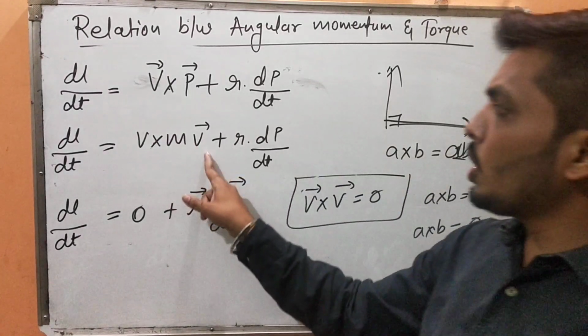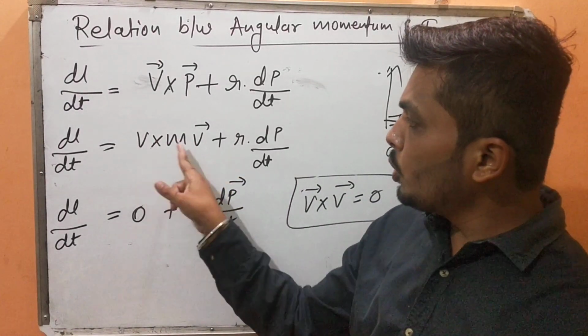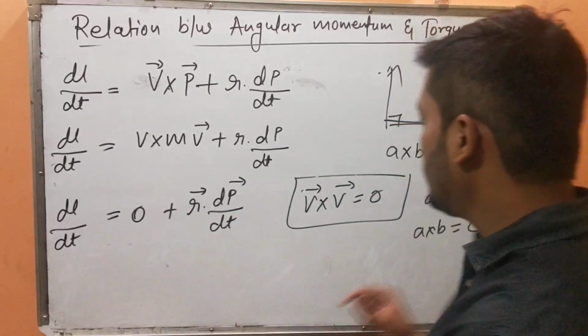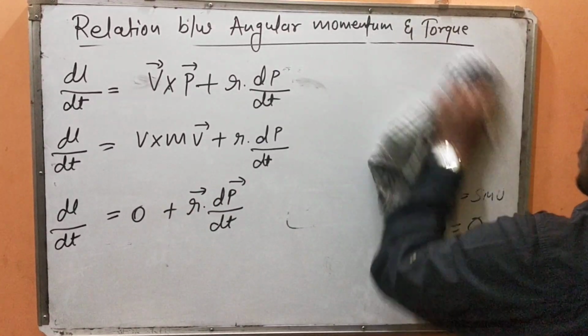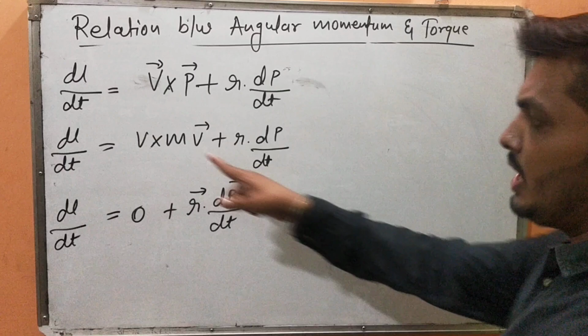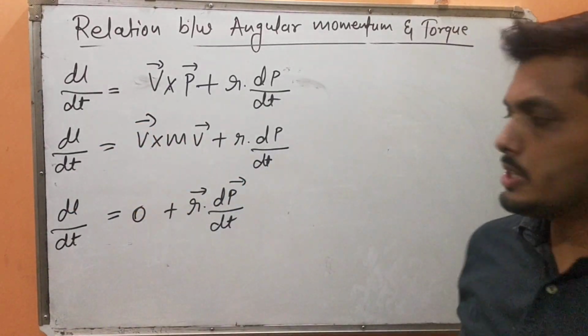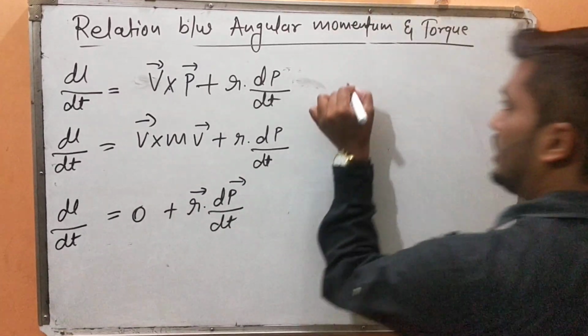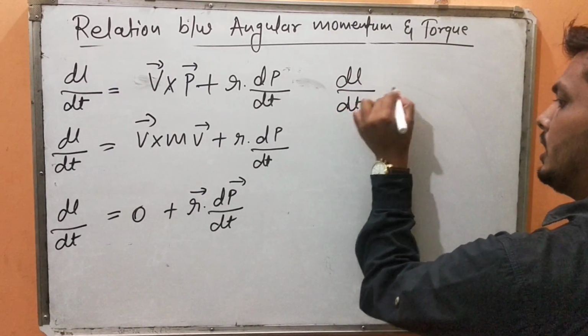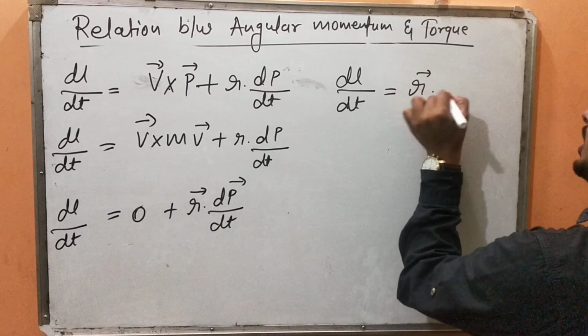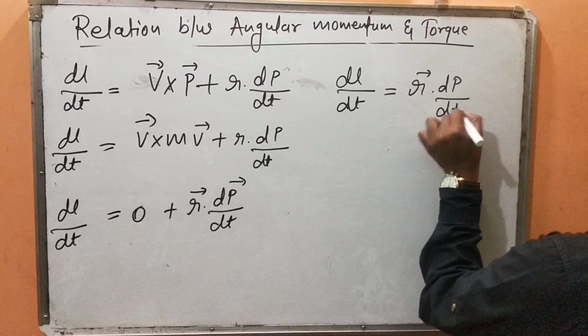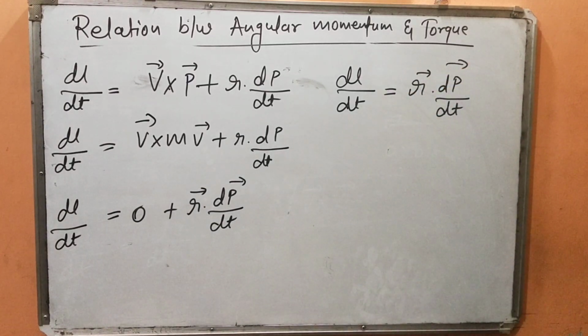So V cross V here will be 0, and 0 into m will be 0. Got it? V cross V will be 0, as V and this V are parallel to each other. So what I get here is dL by dt equals r dp by dt. Got it?